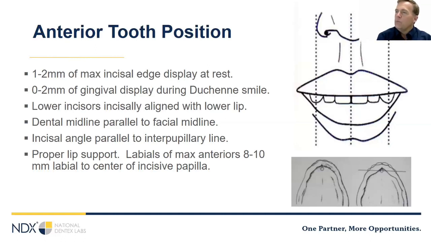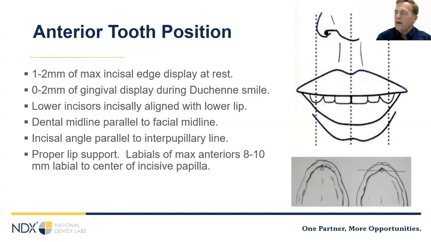So we want 1 to 2 millimeters of incisal edge display at rest on the teeth, no more than 2 millimeters of gingival display at Duchenne smile, and sometimes with denture patients, it might be nicer, because that's plastic, to just show the teeth themselves. We want the incisal edge of the lower incisors aligned incisally with the lower lip, with the lip relaxed. Obviously, we want to set the dental midline parallel to the facial midline, the incisal angle parallel to the interpupillary line, and then proper lip support.